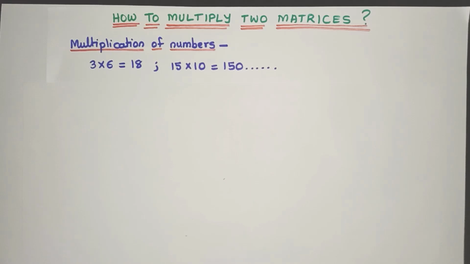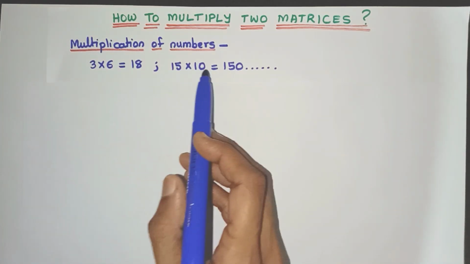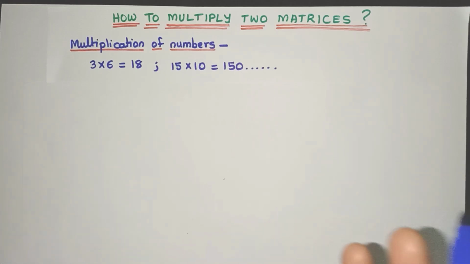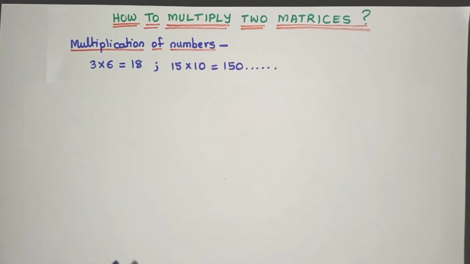Hello everyone, today let's learn how to multiply two matrices. So friends, we are all very familiar with how to multiply numbers. 3 sixes are 18, 15 tens are 150 and so on. There are not really any rules for multiplication of numbers, but that is not the case with matrix multiplication.